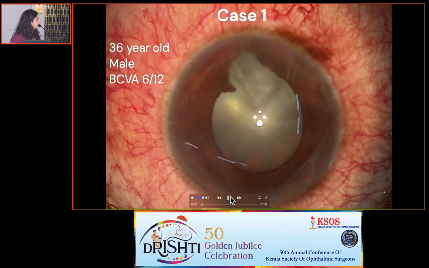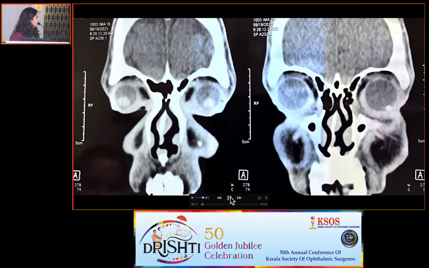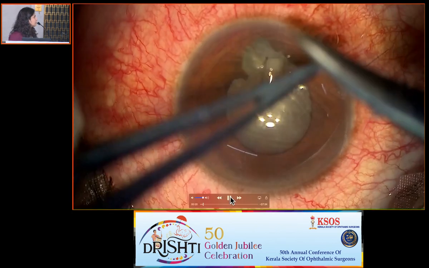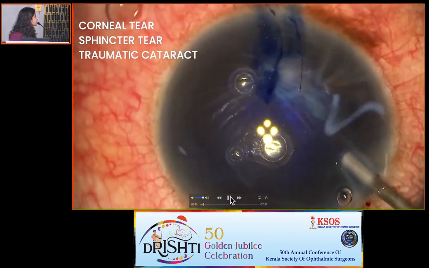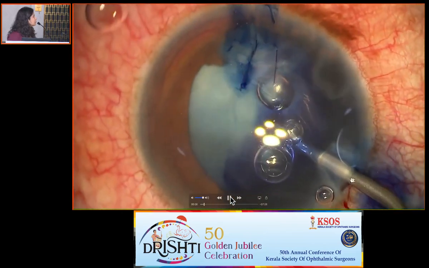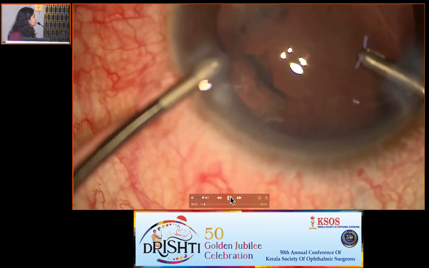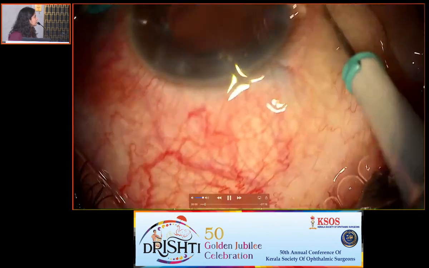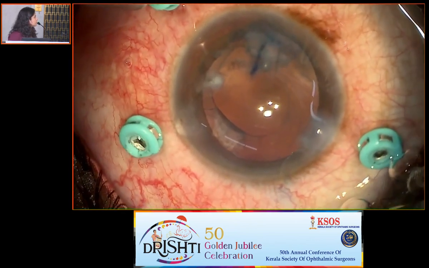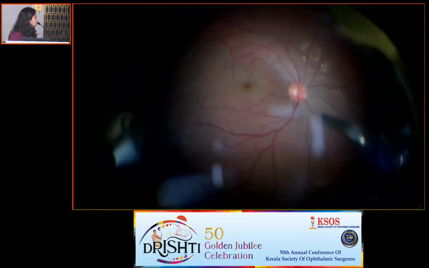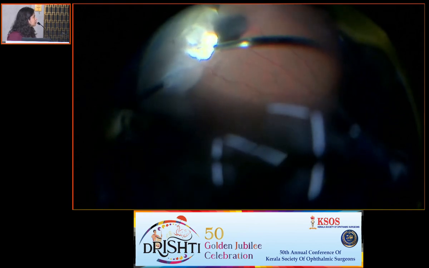Our first case is a case of a 36-year-old car mechanic with a vision of 6/12. CT scan and B scan revealed an intraocular foreign body. Anterior segment examination showed a corneal tear, sphincter injury, and a traumatic cataract. The lens aspiration was done, which revealed a pre-existing large posterior capsular rent. An intraocular foreign body was seen in the infratemporal quadrant with adjacent sclerosed retinal vessels.